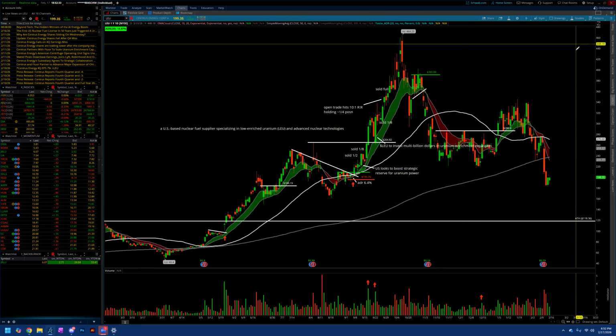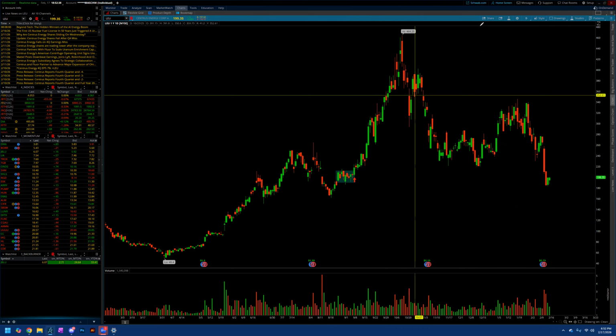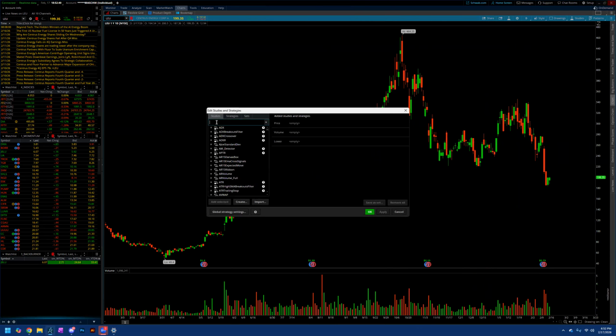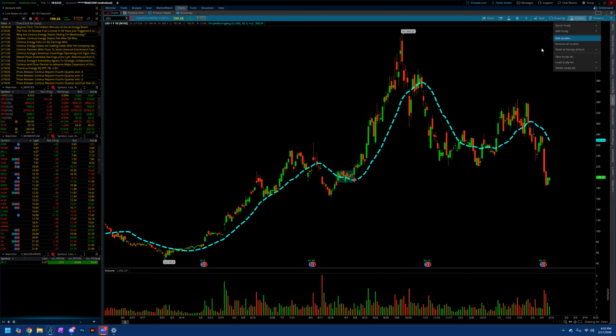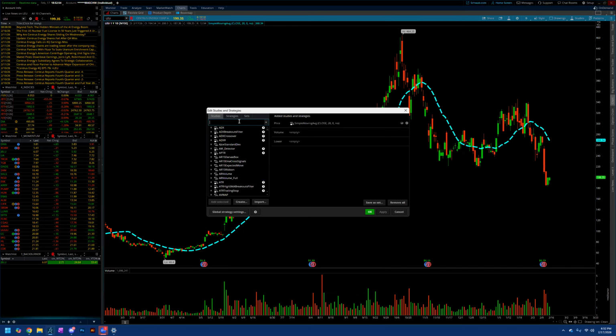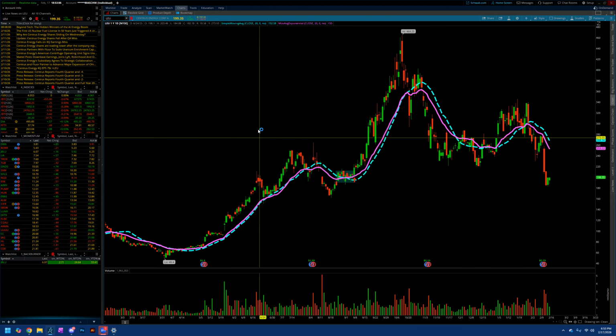So for example, let's just compare really quick. Let's clean everything off. Let's put on a simple moving average. We're going to do the 20 period simple. It's going to be in blue, big size, and dashed. Then we're going to do the 20 period exponential. Same 20 period, so length 20, and we're going to make it pink. We'll make it big, and we'll leave it like that.